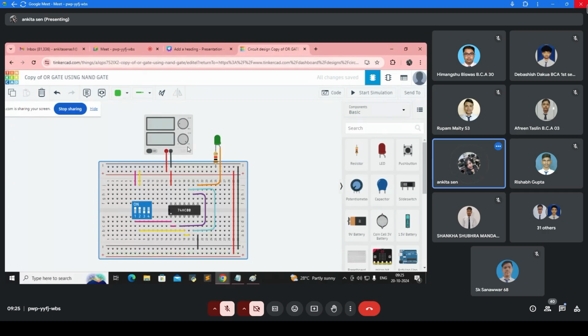This is the quad NAND gate IC, you can find it from here. This is the power supply. This is the resistance. This is the resistance. This is the LED. This is another switch. It's called the root.